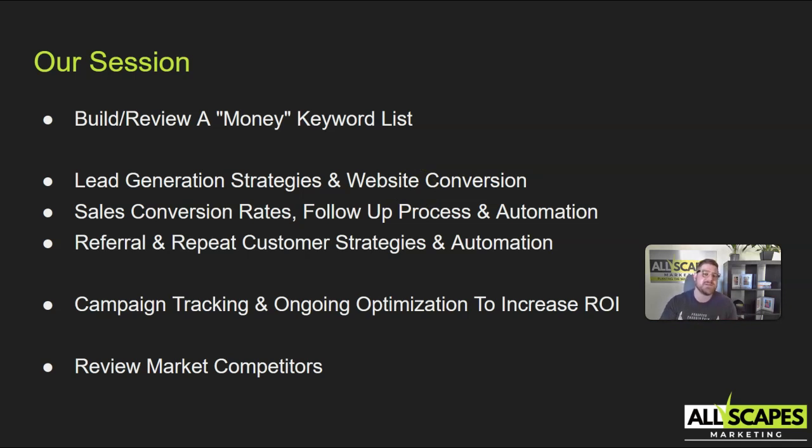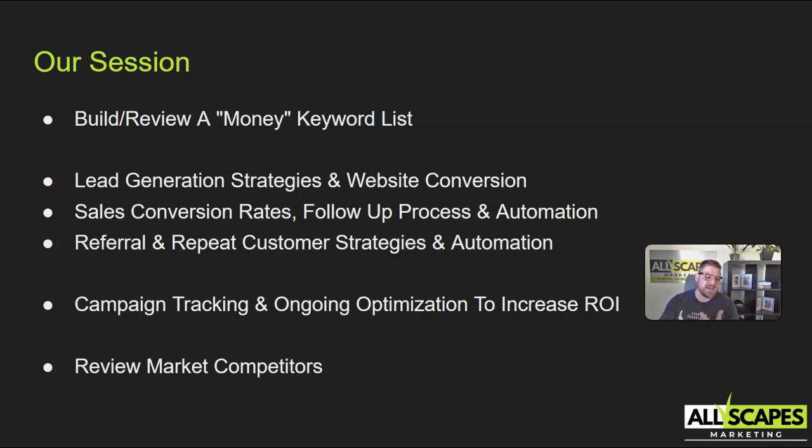It looks like you're obviously spending some money on marketing already, so you may already have a keyword list mapped out, but if not, we can build one. Then we're going to take a look at the current lead generation strategies and conversion that you're getting from your website as of now. We're going to look at your sales conversion rates, follow-up processes, and automation, making sure that all those leads are being followed up at least 5 to 7 times until they book an estimate. Then referrals and repeat customer strategies and automation, so what you've got in place to drive up customer lifetime value. Obviously, each customer can be worth more than just one job, so we want to make sure that there are strategies in place for that.